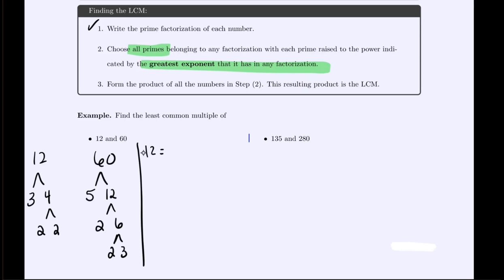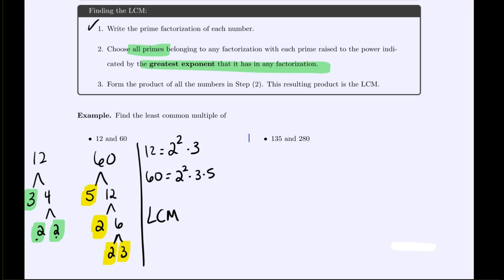So we would get the prime factorizations: 12 is that 2 occurs twice, and then it is multiplied by a single 3, so 2 squared times 3. 60, we see that we have 2 occurring twice along with a 3 and a 5. So that's going to be 2 squared times 3 times 5.